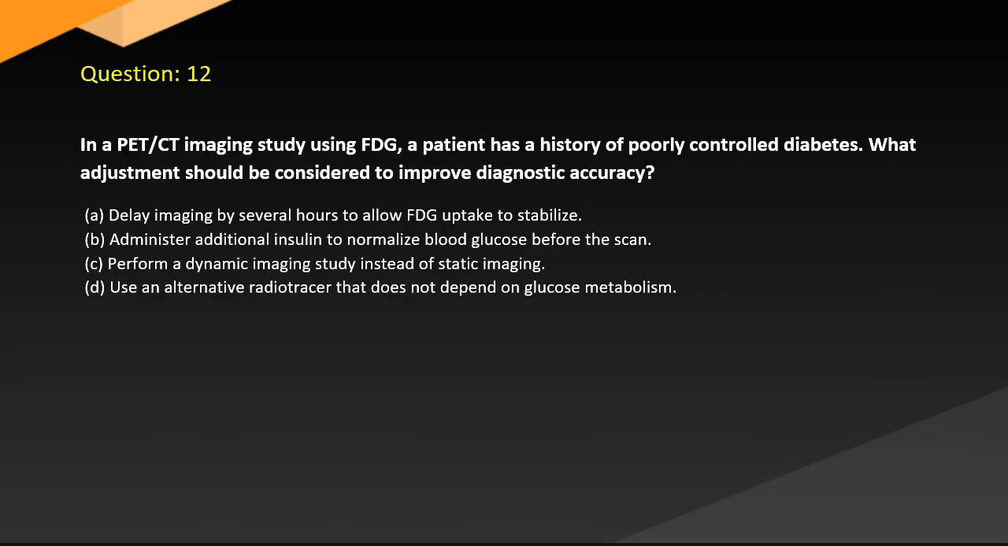Question 12. In a PET imaging study using FDG, a patient has a history of poorly controlled diabetes. What adjustments should be considered to improve diagnostic accuracy? A. Delay imaging by several hours to allow FDG uptake to stabilize. B. Administer additional insulin to normalize blood glucose before the scan. C. Perform a dynamic imaging study instead of static imaging. D. Use an alternative radiotracer that does not depend on glucose metabolism.